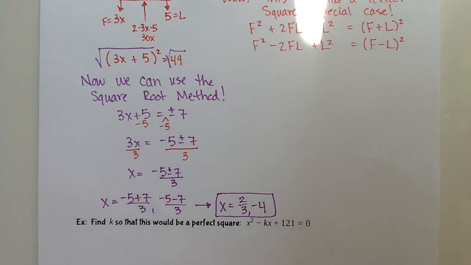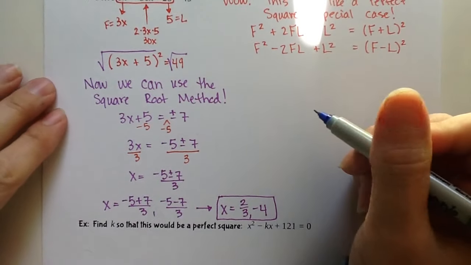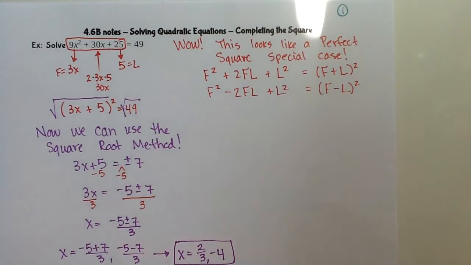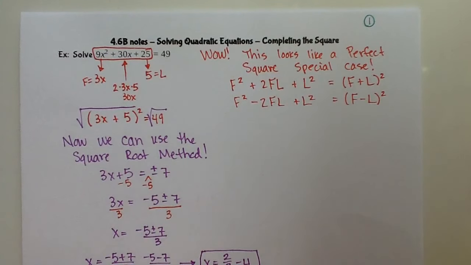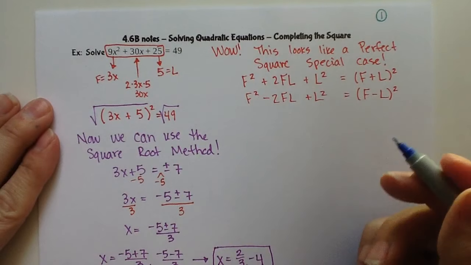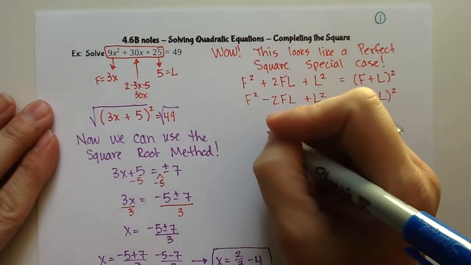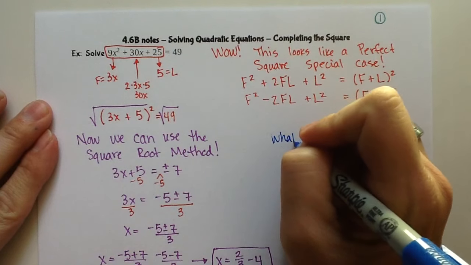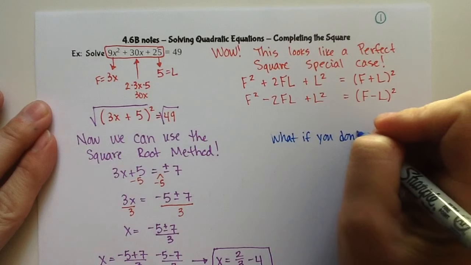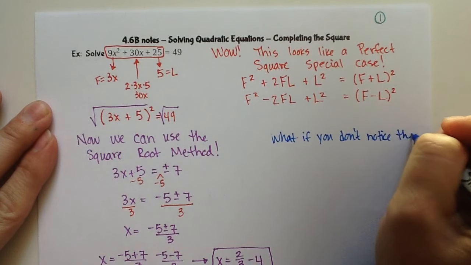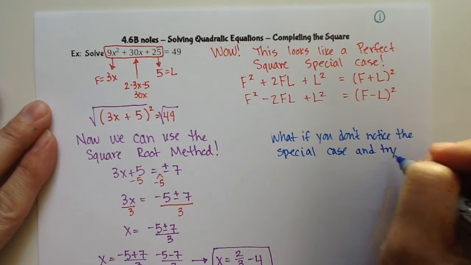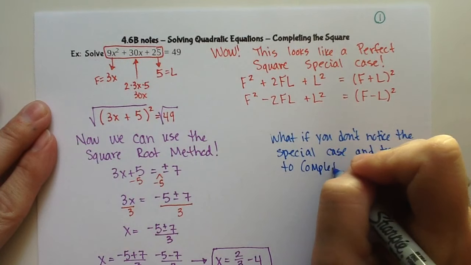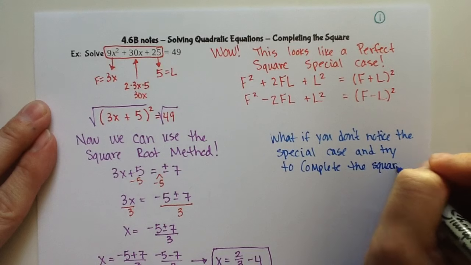Now I realize that that was a little bit of work and may seem kind of extra, but if you tried to solve this equation by another method, such as factoring, it can't factor, so you'd be stuck there. If you didn't notice that it was a special case and you tried to use completing the square, let me show you what would happen. So what if you don't notice the special case and try to complete the square? I'll show you what would happen.